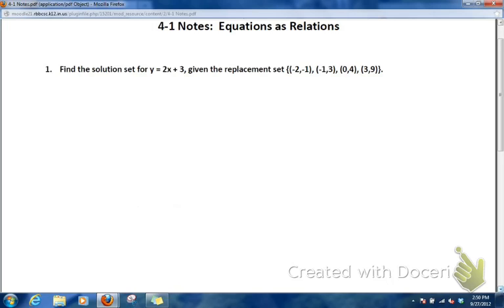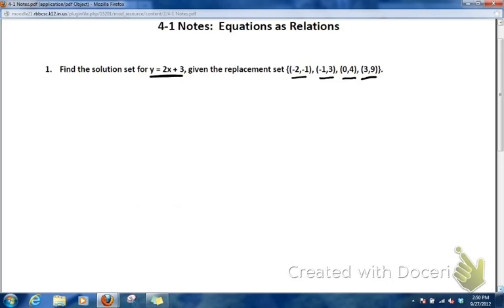We can see here in our first problem it says find the solution set for y equals 2x plus 3 given the replacement set. And you'll notice they've used set brackets, set notation, to show this set of ordered pairs, and we have 1, 2, 3, 4 ordered pairs here. So they're saying, of these 4 ordered pairs, which ones are solutions to our given equation.